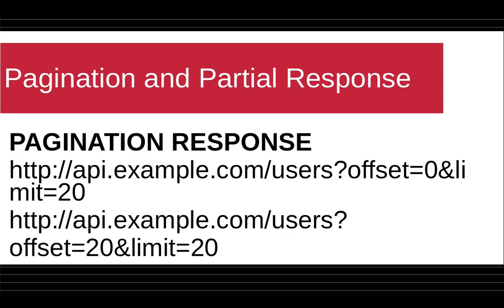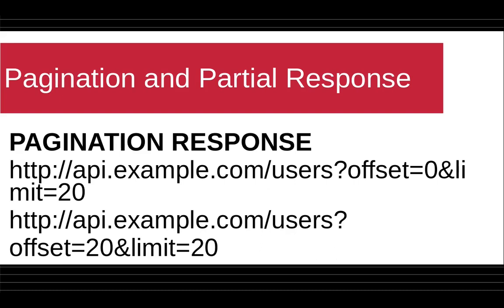There are 2 parameters for this: offset and limit. Offset identifies from which entry the fetching should start, whereas limit identifies how many entries should be returned, starting from the offset. So to get 20 entries per request, the query should look like the one on the screen.